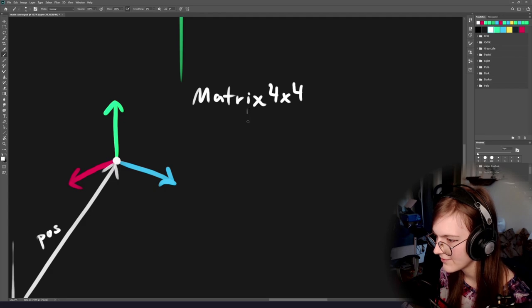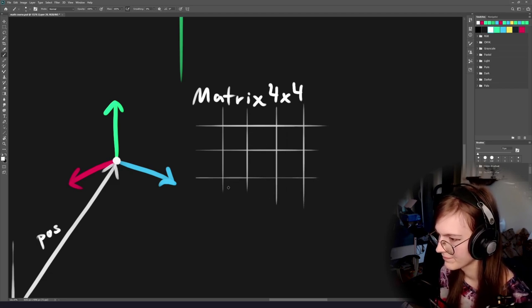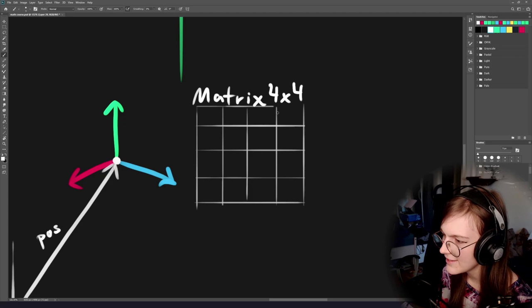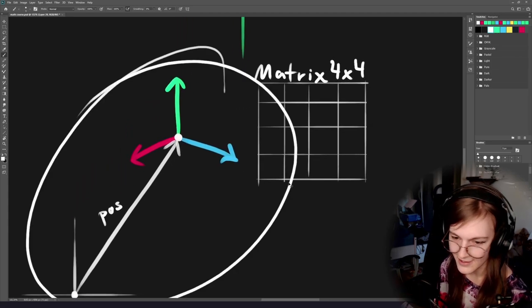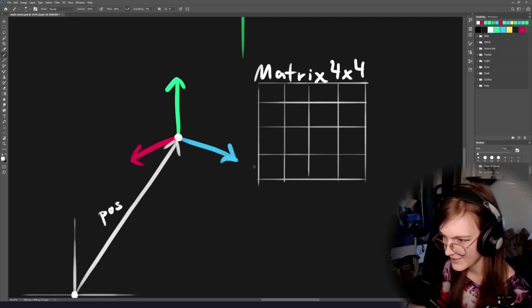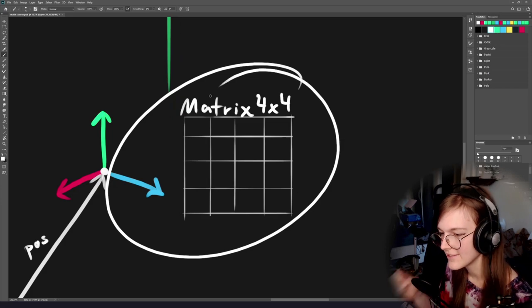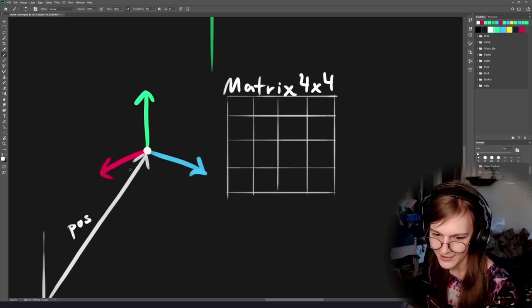Did not draw that very well, so I'm going to redo this. This is great. What a grid. Isn't that neat? So internally, when you are talking about a transform in Unity, including rotation, position, and scale, all of that is stored in a single data type called matrix. And now you might ask, okay, but how is it stored?